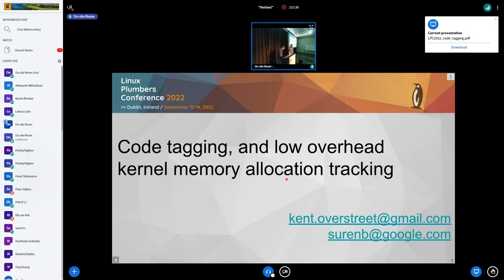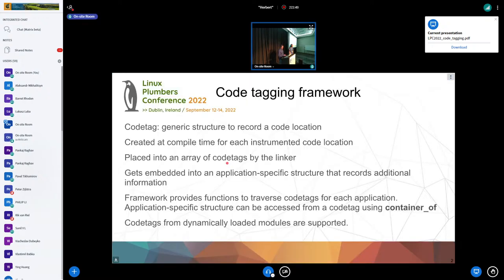So we'll present code tagging and some of the applications that we prepared for this mechanism. Let's start with the definition of code tagging. The shortest description I could come up with is that it's a mechanism that allows us to statically allocate custom structures which are associated with specific locations in the code.